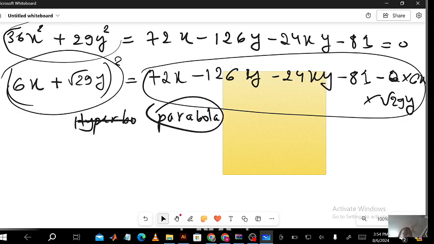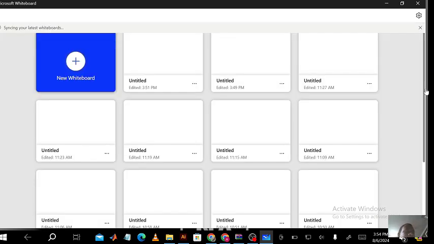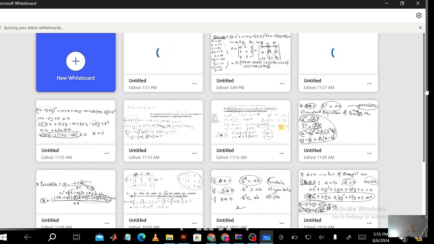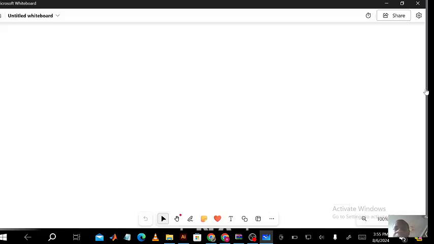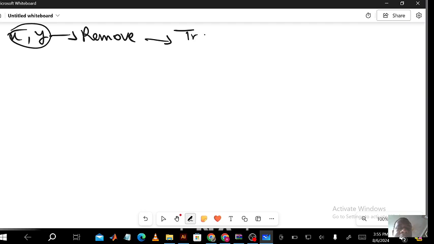Now, if the second equation asks us to remove x and y, as we see, if the question asks to remove x and y, it means that this is going to be a translation, as we saw in the first video. It's going to be translation.